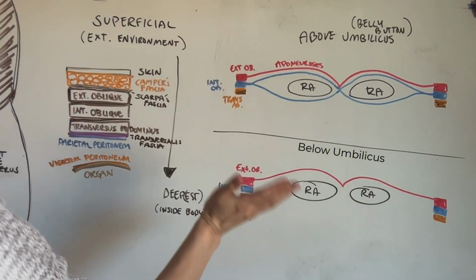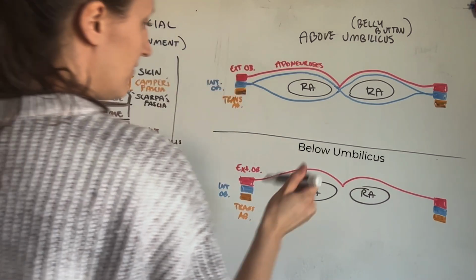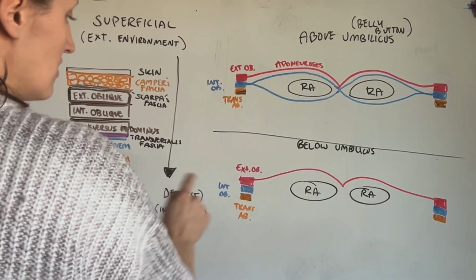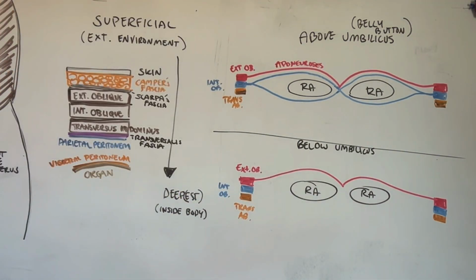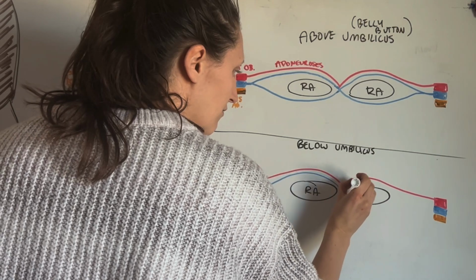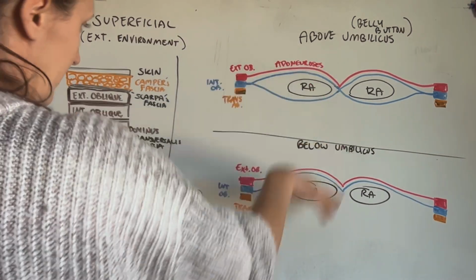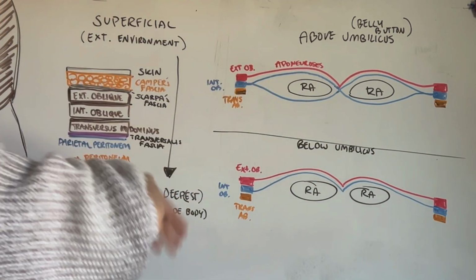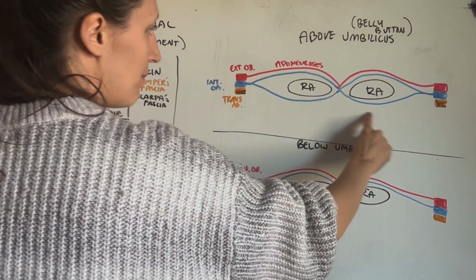When we are below the umbilicus, so that's above, I didn't put it, but this is below, the internal oblique aponeurosis does something different. It's all in front. So that's the first change. Something happened below the umbilicus, right? We lost some back here.